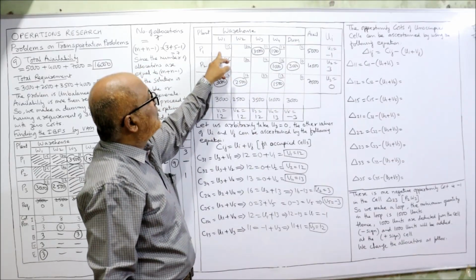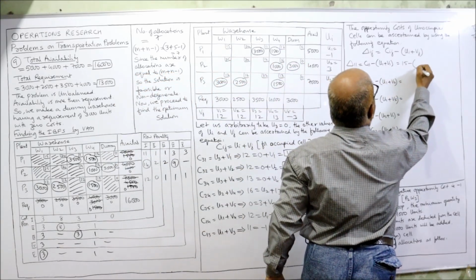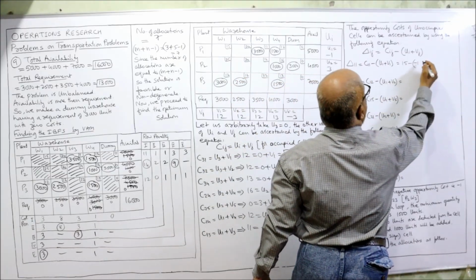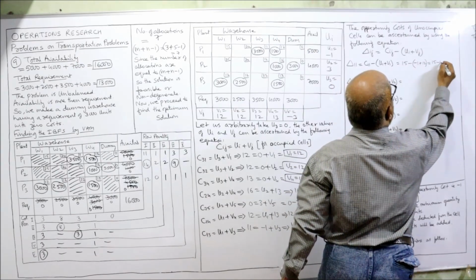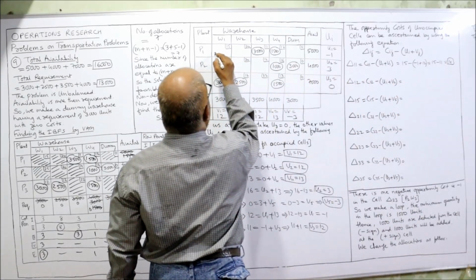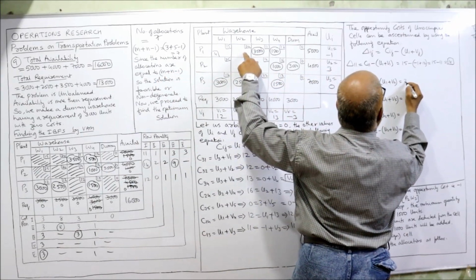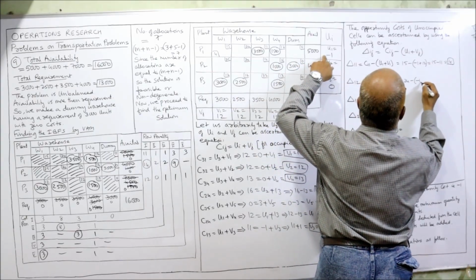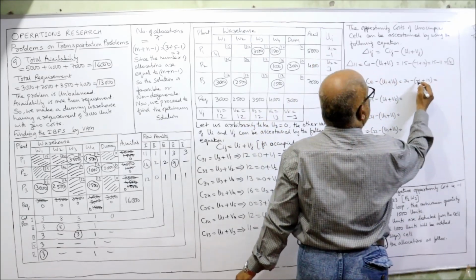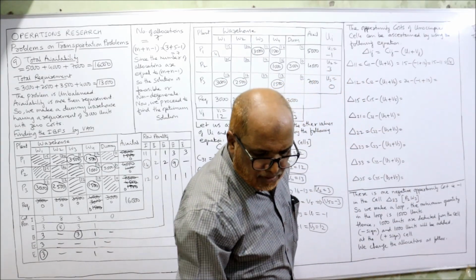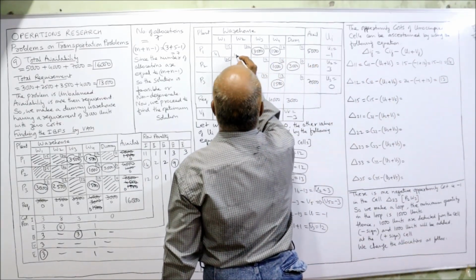Simply we can say 1, 1. First row, first column. Delta 1, 1 is equal to C11. How much is C11 here? 15. 15 minus U1, minus 1, plus V1. V1 is 12. So 12 minus 1 is 11. So 15 minus 11 is equal to 4. So we got 4 as the opportunity cost. Second cell, 1, 2. Delta 1, 2 is equal to C12. C12 is 24 minus U1 which is minus 1 plus V2. V2 is 12. So 12 minus 1, 11. So 24 minus 11 will get 13. So this is also one of the opportunity costs, 13.